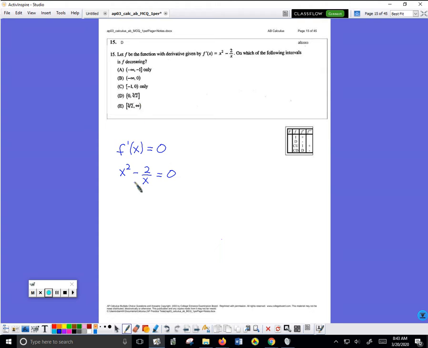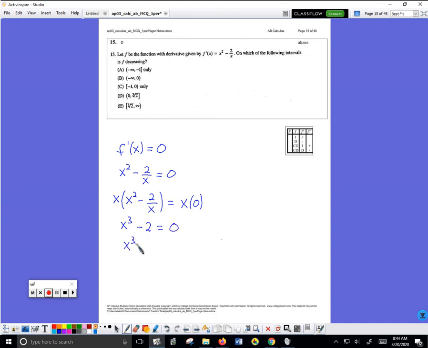So this is a quadratic type problem, so I'm a little bit flustered here, but I want to get rid of this denominator. So I'm going to multiply both sides by x. You don't want to divide by x, because if x equals 0, you'll be making a mistake, but multiplying is fine. So when I multiply, I'm going to get x cubed. When this x distributes, these x's will divide out, so I get x cubed minus 2 equals 0.